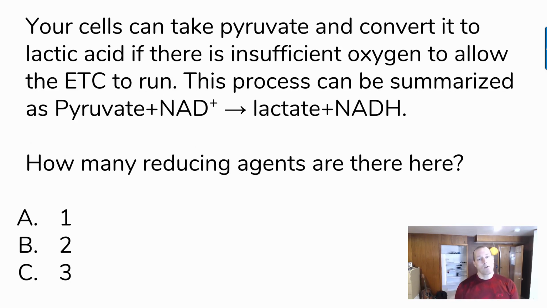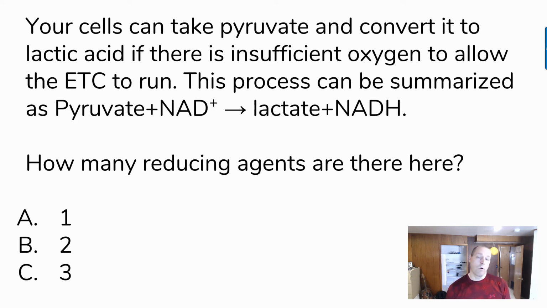A little bit more complicated. Your cells can take pyruvate and convert it to lactic acid if there's insufficient oxygen to allow the electron transport chain to run. You'll be familiar with this if you get on a treadmill, or you run, or you lift weights really hard, or you skip really hard for a long time and you become anaerobic, you don't have enough oxygen. That early burn you get in your muscles is due to the initial accumulation of lactic acid. The later burn and soreness is actually due to muscle damage to the fibers, but that initial burn is due to the accumulation of lactic acid. So that process can be summarized as pyruvate plus NAD+ is converted to lactate plus NADH.